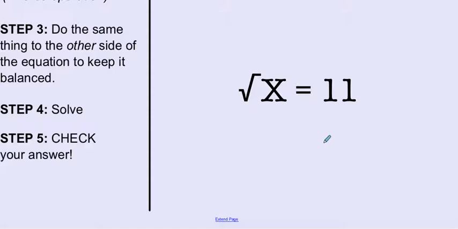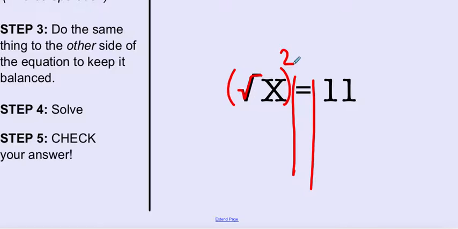Take some time, pause, solve, and come back. In this problem, I already have a square root, so the inverse operation in order to solve that square root is a squared. Whatever I do to one side, I do to the other. That square and this square root cancel each other out, leaving me just with x. And I know that 11 squared, 11 times 11, is 121.